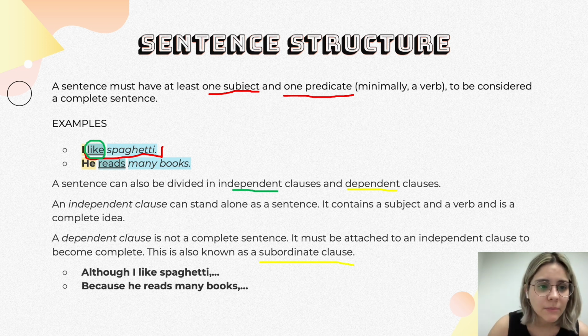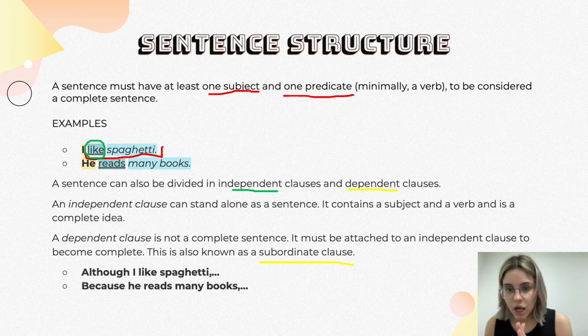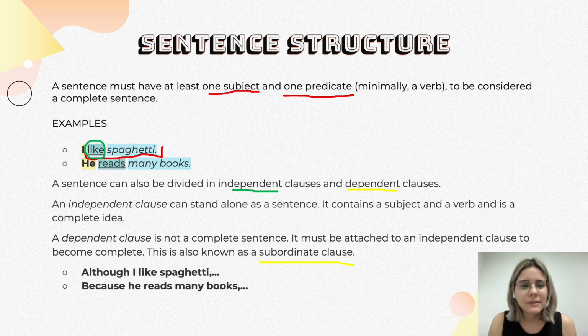For example, two examples of dependent clauses. "Although I like spaghetti," dot dot dot, we are missing something there to complete it. "Because he reads many books." What? So we ask ourselves, what? What's next? What happens? Why? When? How? Okay? So if we don't answer those questions, it is not a complete sentence.